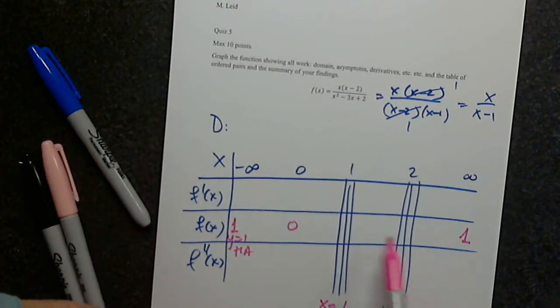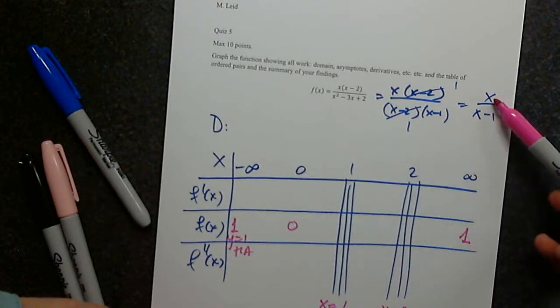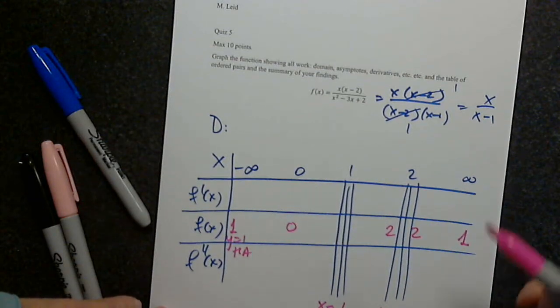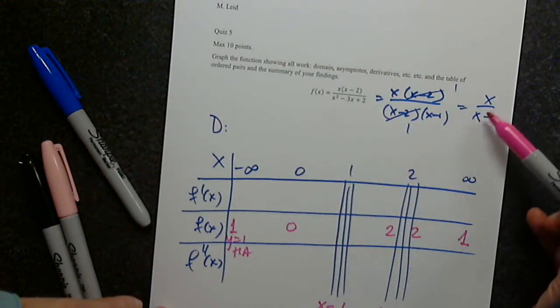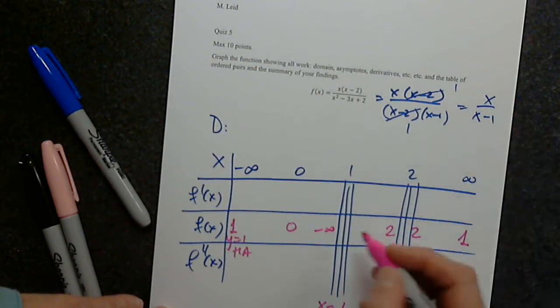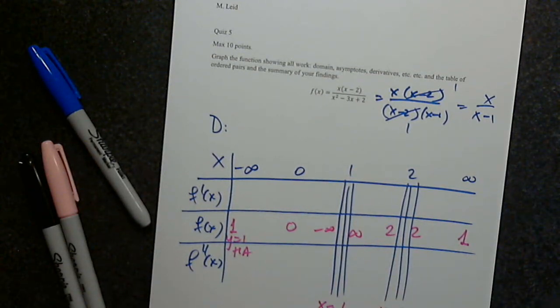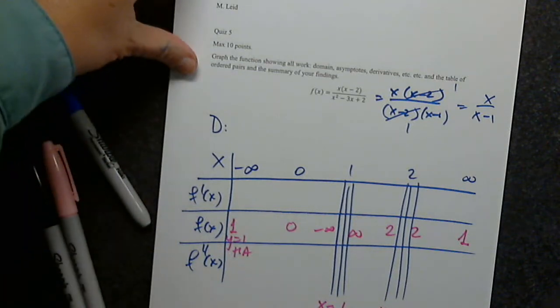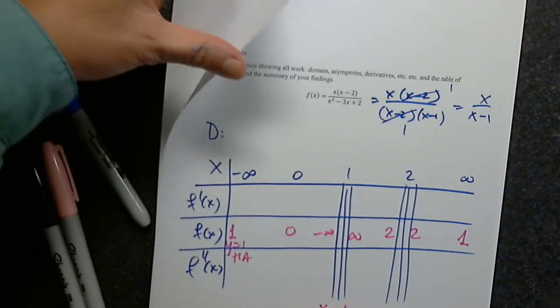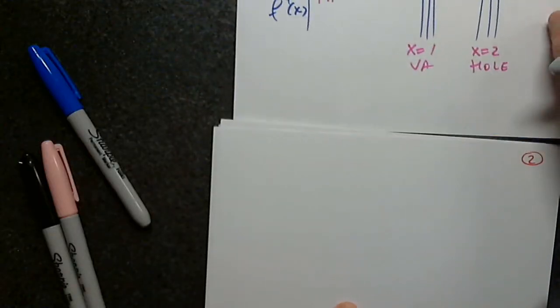You determine the limit left and right. So when you plug in 2, you have 2 over 1, which is 2. And here, to the left of 1 with 0.9, you get negative infinity. To the right with 1.1, you get infinity. You're done. This should take less than 3 minutes. And now I need to find the first derivative and the second derivative, and it's done.